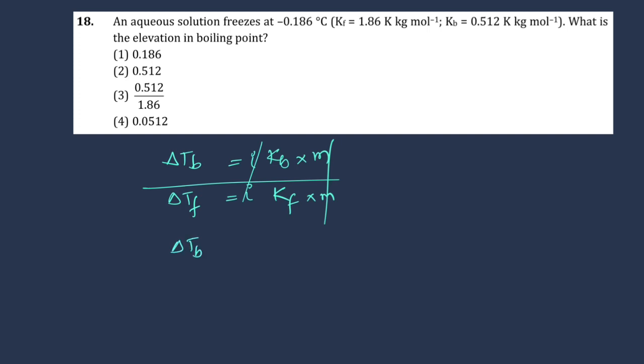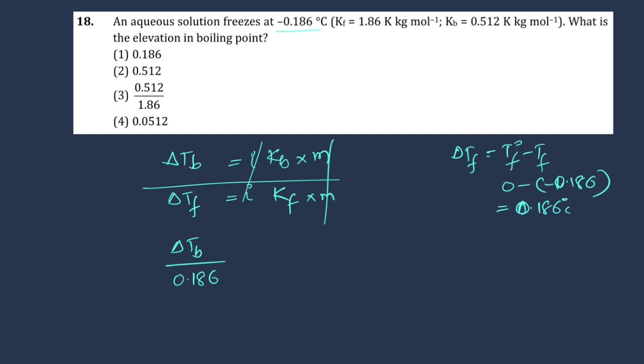Delta Tb is found from the freezing point of the solution. We know that delta Tf is equal to T naught f minus Tf. This is 0 minus, minus 0.186, minus into minus is plus, therefore 0.186. This is the delta Tf, 0.186 degrees Celsius, or Kelvin, it will be the same.